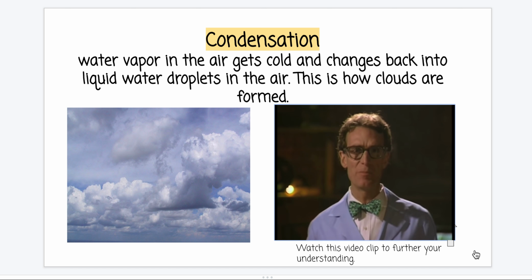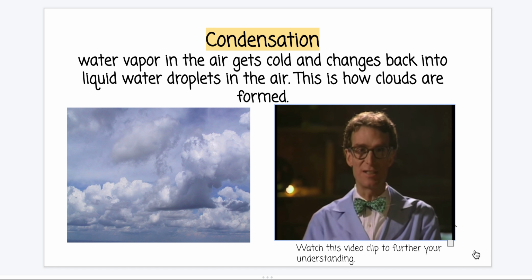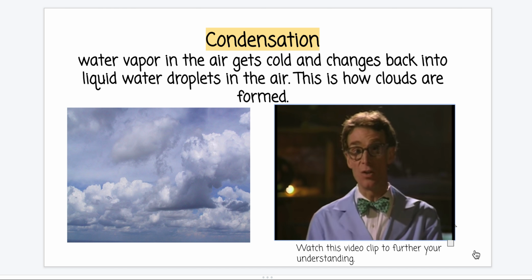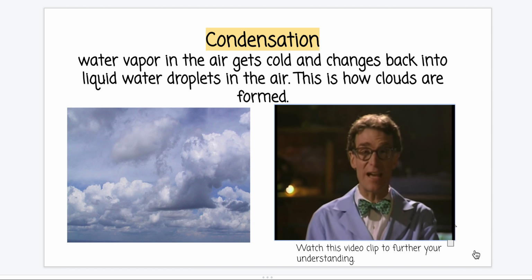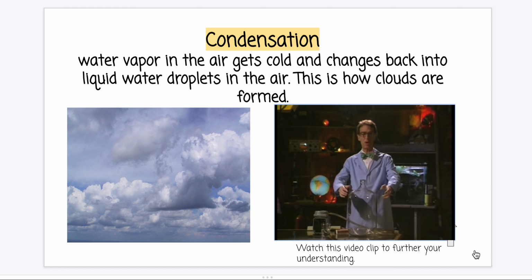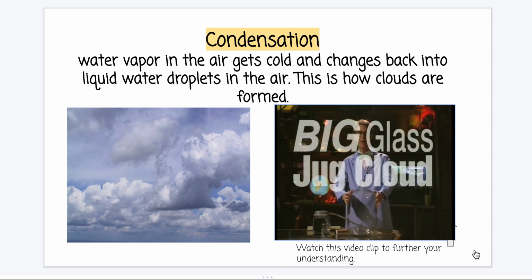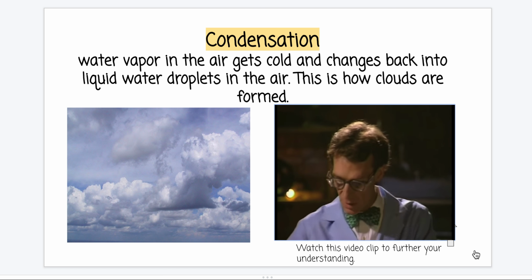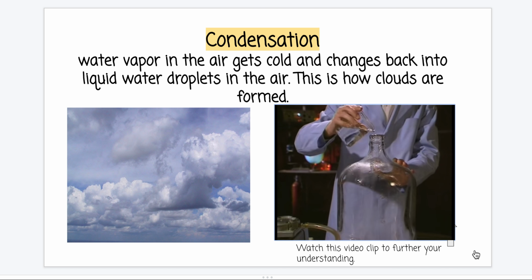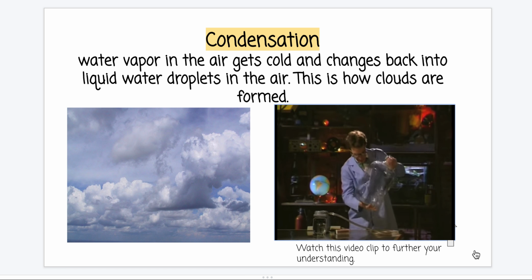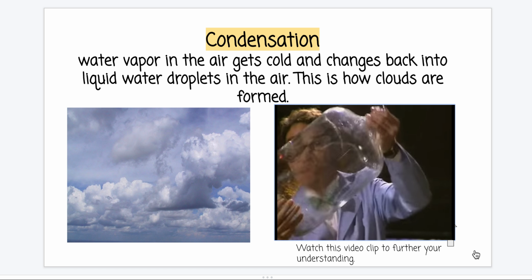When clouds form, water vapor turns into tiny liquid water drops. But in order for that to happen, the water has to have some place to stick. It has to have something to stick to. So take a look at this. This is our big glass jug cloud apparatus of science. And we're going to make a cloud in here. First, we'll add a little water. This will be the water that will form our cloud. Just swirling it around a little.